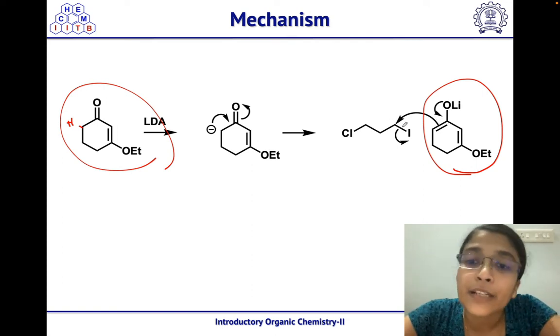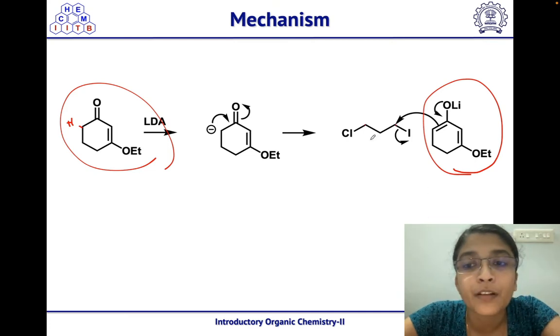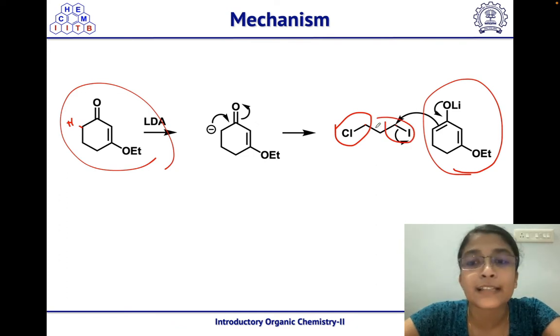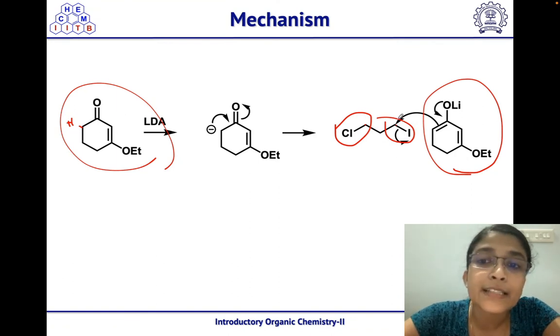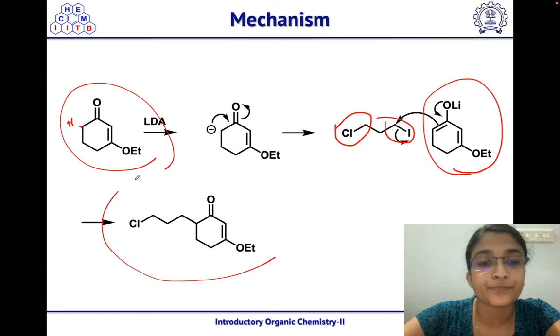So what is the reason why it is attacking on this position and not this position? Any idea? There, this is also an alkyl halide. Iodine is a better leaving group. Yeah, that is the right answer. I minus. Iodine is a better leaving group, so that is the reason why it is attacking at this position and not this position. Compared to chlorine, iodine is a better leaving group, so it will attack at this position, and iodine will leave and we will get this product.